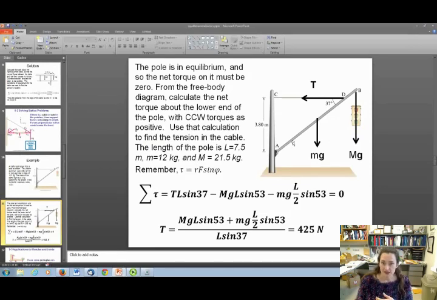Now here's my free body diagram. Okay? I have the tension T that acts along that cable from C to D, and the cord is pulling that pole to the left.